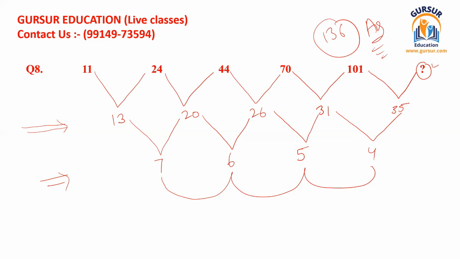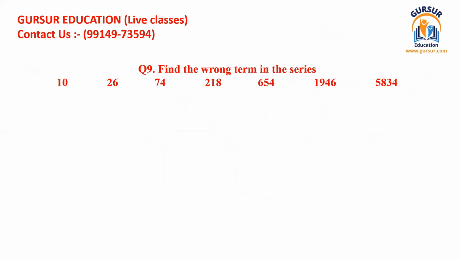So now I'm just going to move further with question number 9, and I'm just going to show you right here. Okay, so this is very different from all the previous 8 questions, and this is asking you to find the wrong term in the series. That means this series contains 1, 2, 3, 4, 5, 6, 7 elements. In all these 7 elements, one element is wrong. Now we have to find what is the wrong element.